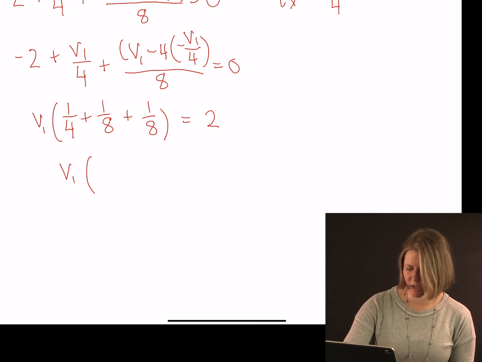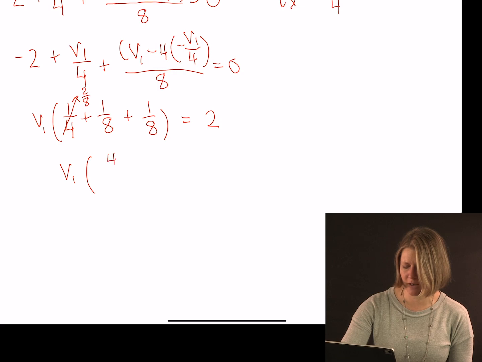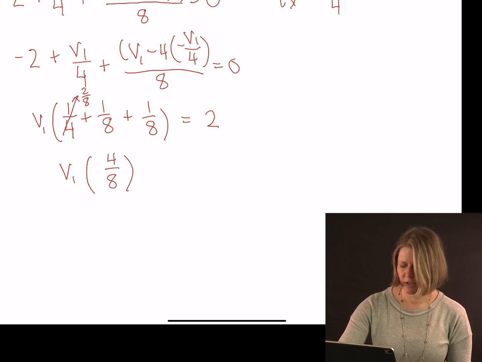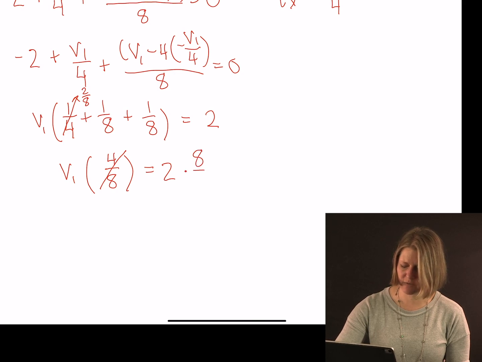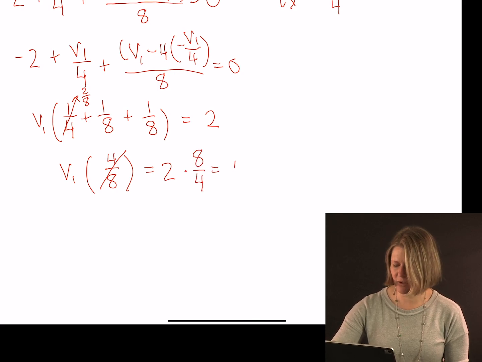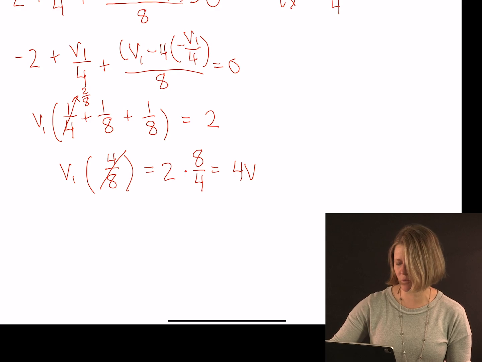And that gives me, this will become a 2 over 8. So 234 over 8 equals 2. And then I can divide by this, which will be 8 over 4, which gives me a value of 4 volts for V1.